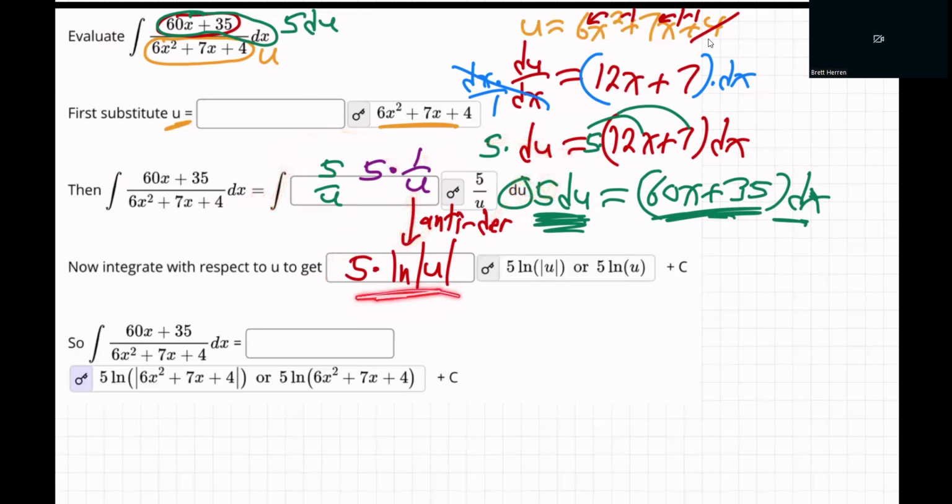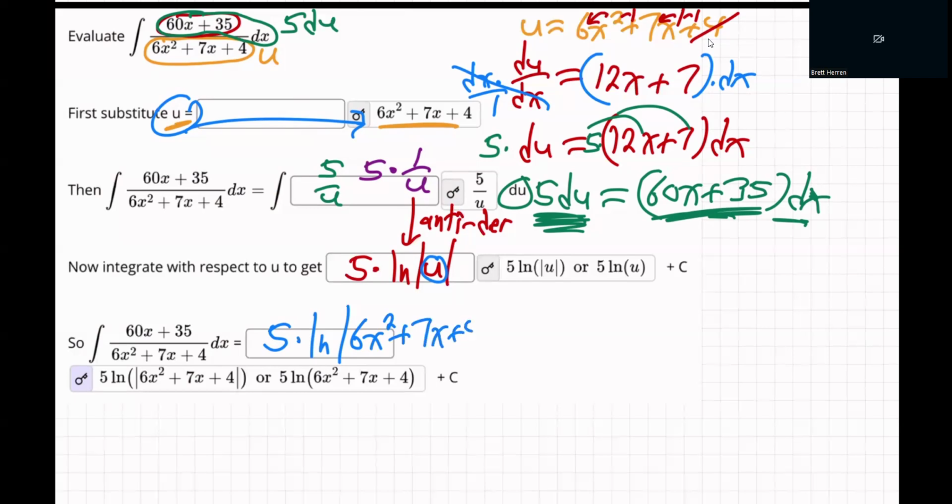This is the anti, but now we need to go back to the original letter. So from the beginning, in terms of x, what is it? The final thing is going to be 5 natural log. What is that u? u was all of that from the beginning, 6x squared plus 7x plus 4. There it is. Or you can leave the absolute values off, and there's the plus the constant. So we just did an integral by substitution, an antiderivative.